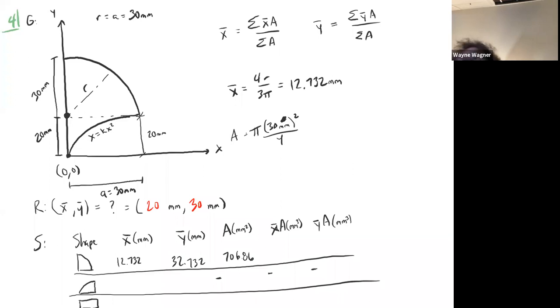I'm just making sure. We have one more student, but she's not speaking up, so we'll just keep on rolling with it. 706.86 times 12.732, and we get 8999.7. That's cool. And then we'll do 706.86 times 32.732 equals 23,137. Okay, let's do that spandrel.